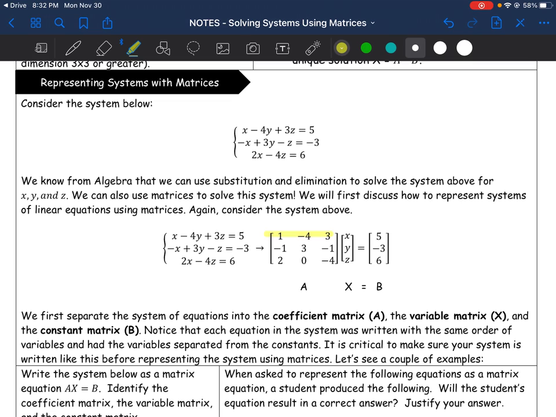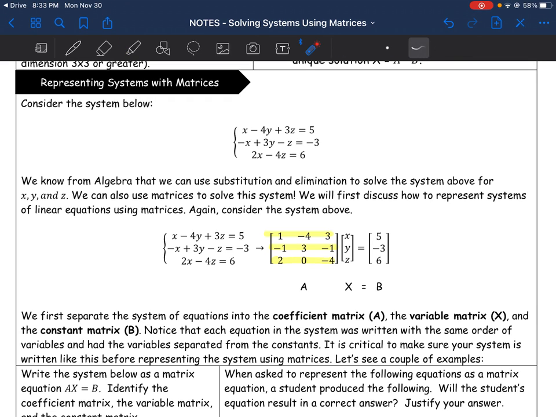Notice that the second row of our coefficient matrix is negative 1, 3, negative 1, and very similar over here in our second equation in the system, our coefficients are negative 1, 3, and negative 1, once again in order, x, y, z. In the third row, our coefficients are 2, 0, negative 4.